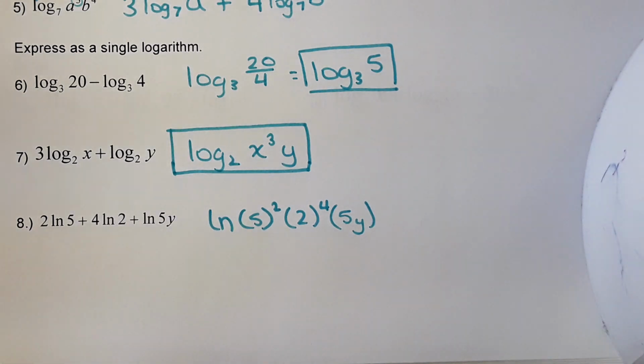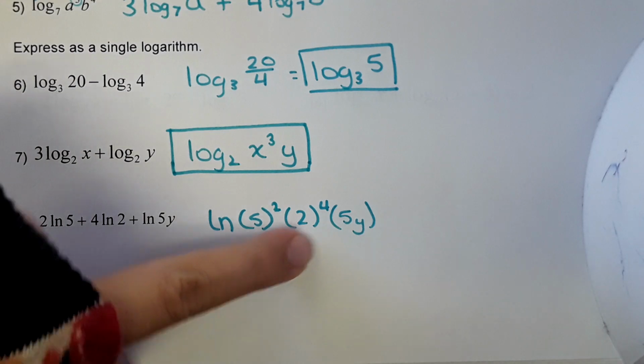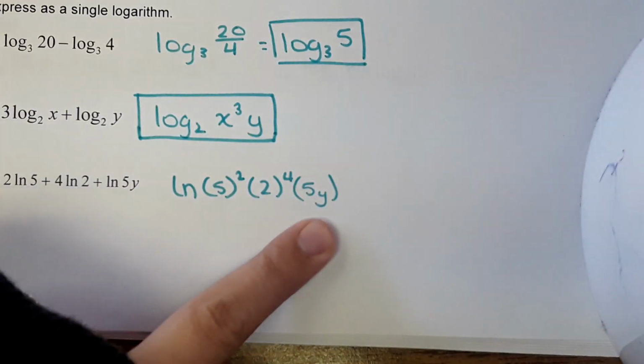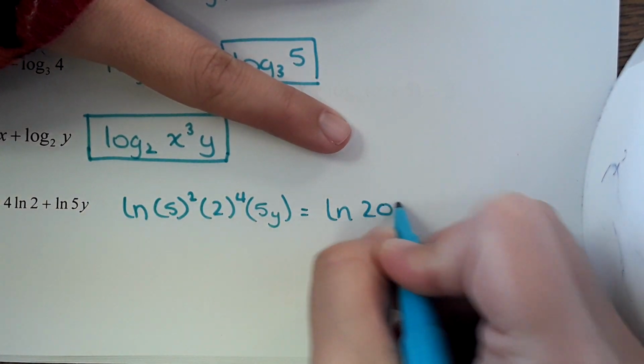Okay, we don't leave it like this. We're going to simplify it further. If we were to do 5 squared, which is 25, times 2 to the 4th power times 5, it would come out to this: ln 2000y.